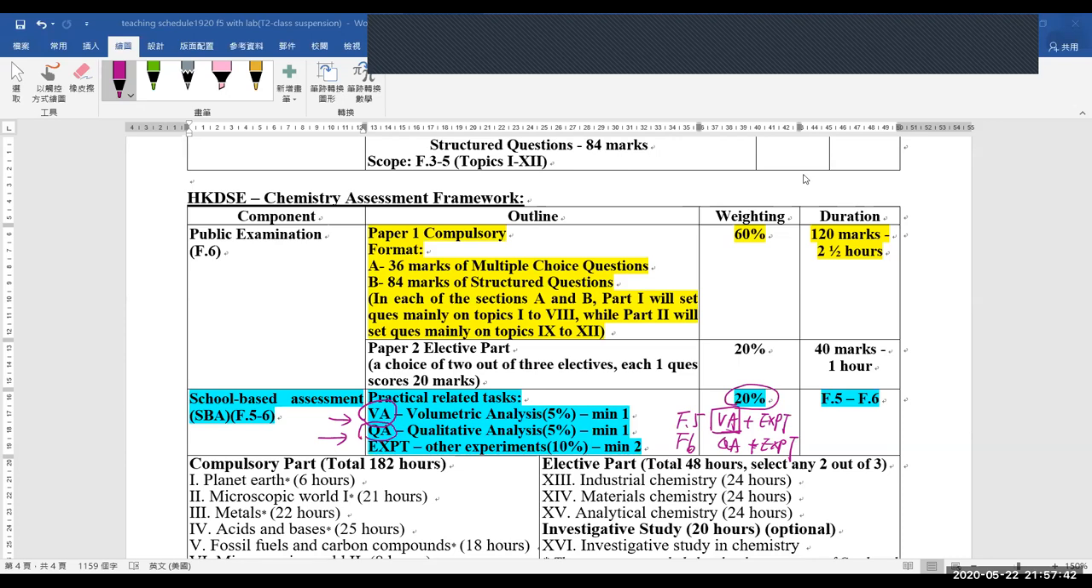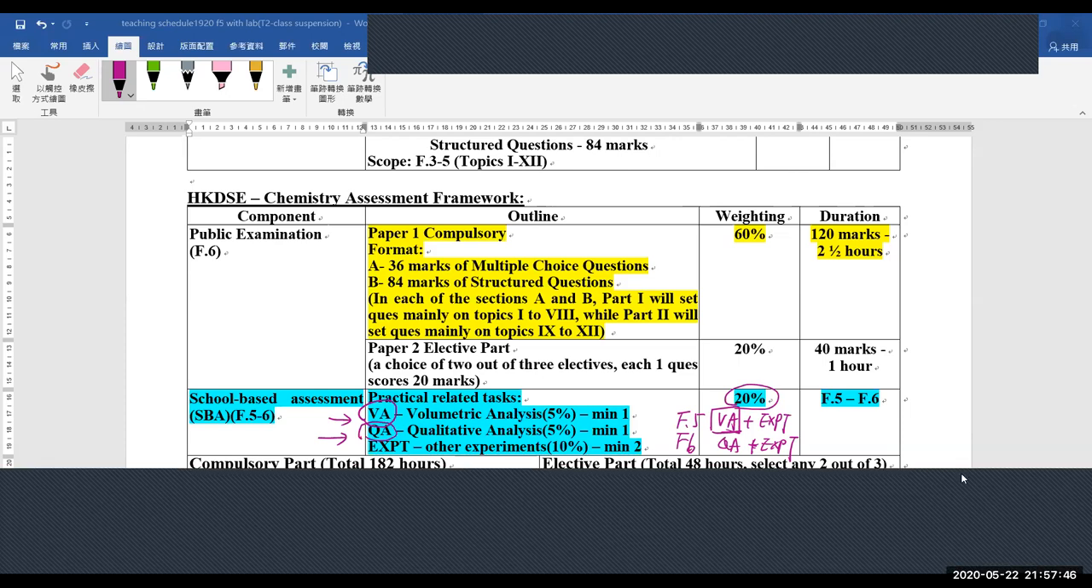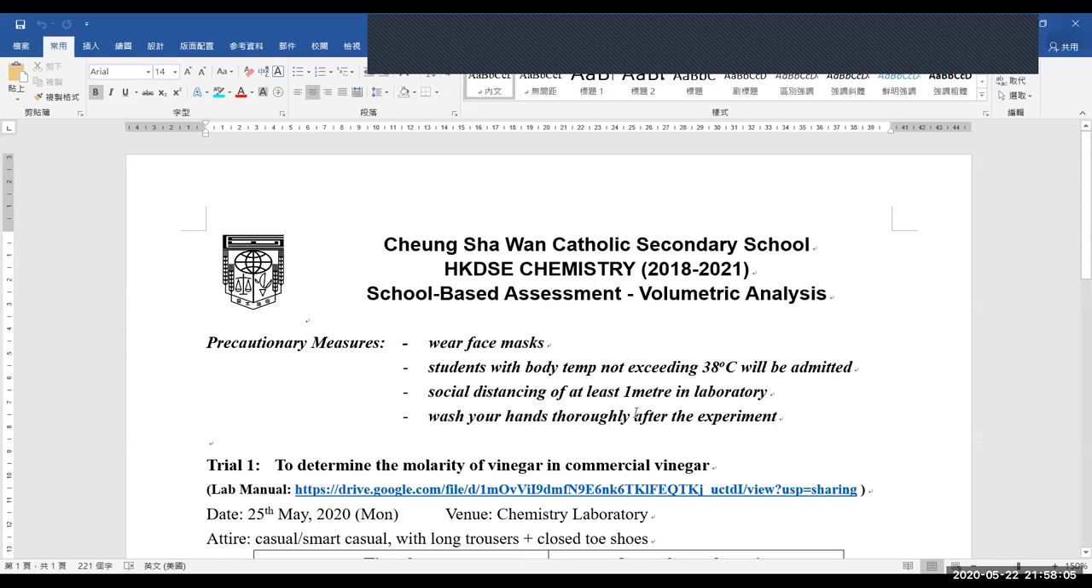Can you get a point? So what is the hidden message? You need to work very, very hard, and you have to equip yourself well for the coming SBA. Now, this is what I would like to remind all of you. You get it? So, shall we take a look at the volumetric analysis part?